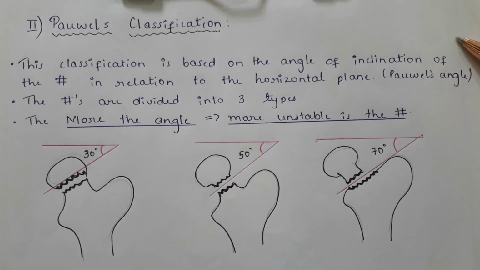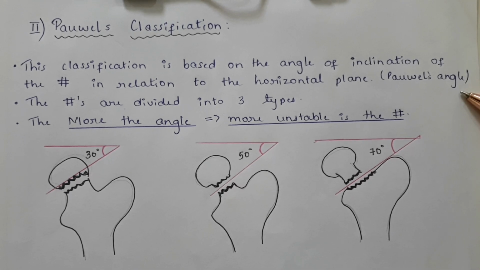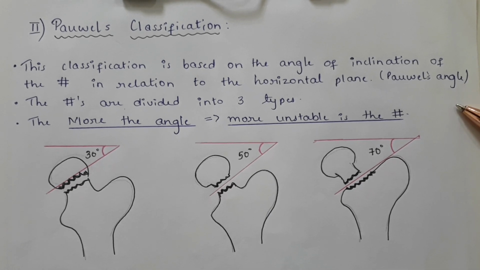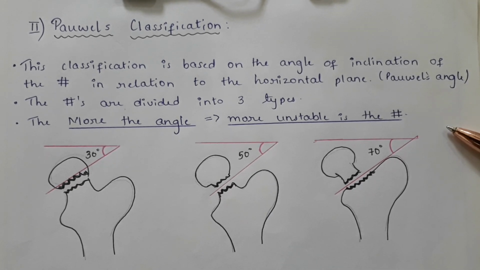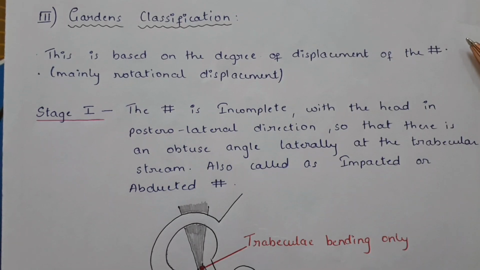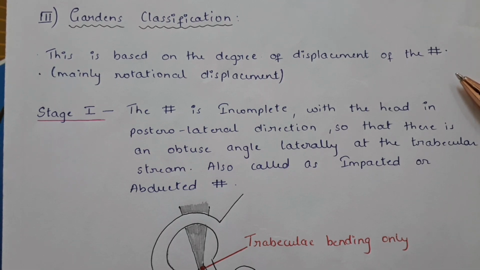Pauwels classification. This classification is based on the inclination of the fracture in relation to the horizontal plane, which is the Pauwels angle. The fractures are divided into three types. The more the angle, the more unstable is the fracture. Then we have Gardner's classification, which is based on the degree of displacement of the fracture, mainly rotational displacement.